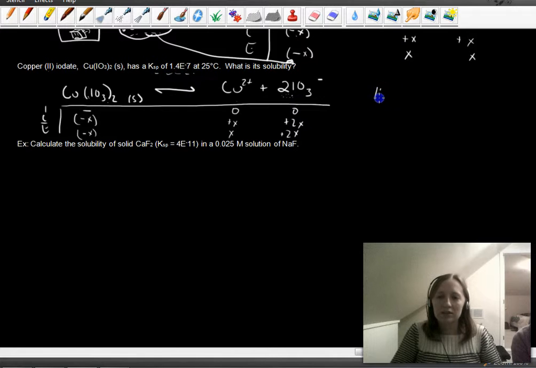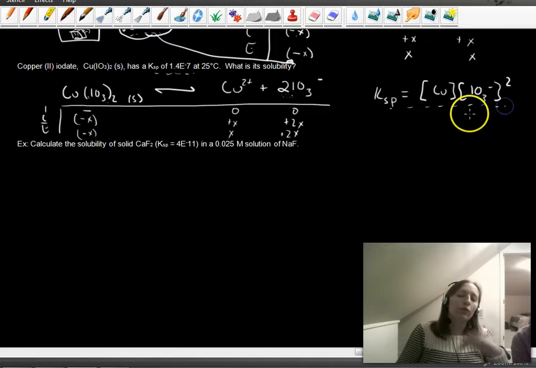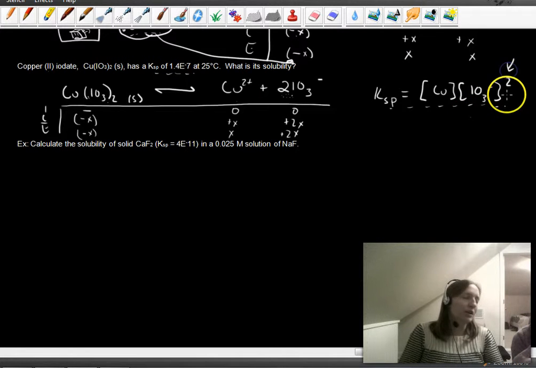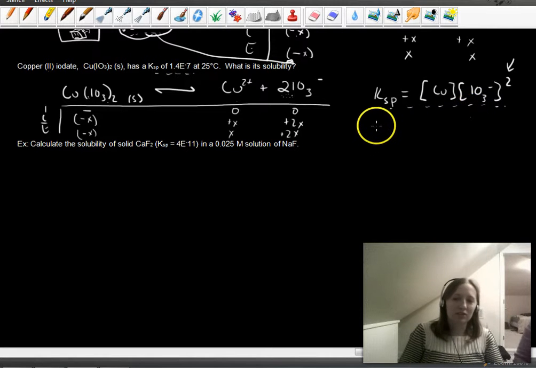So your KSP is equal to your copper times your iodate squared. When you're doing these, it's really important to write this out before you go straight to the algebra version, because you're going to forget that too if you go straight to the algebra version, because it shows up twice. You'll see in a second.